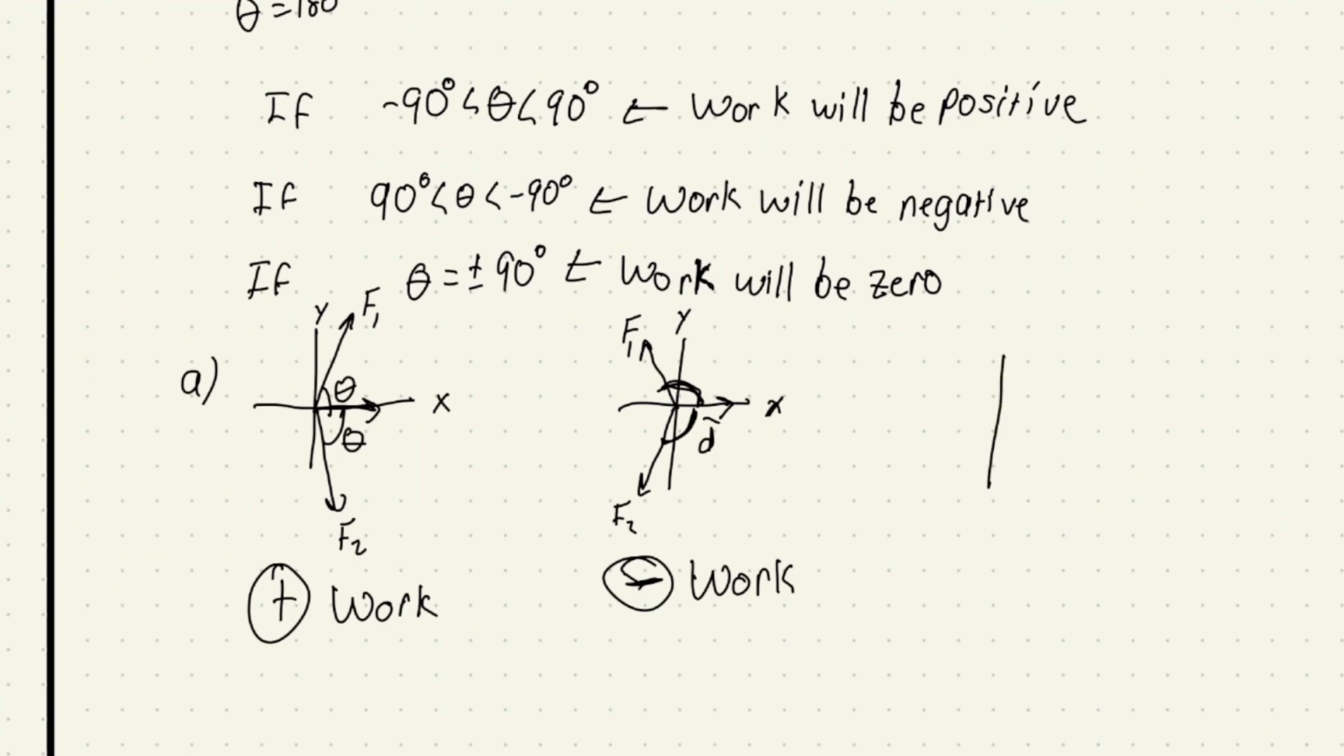The final thing that we should talk about is, again, if our displacement is along the x-axis and our force F1 is directly up or directly down, that's plus or minus 90 degrees. And so those will give us 0 work.